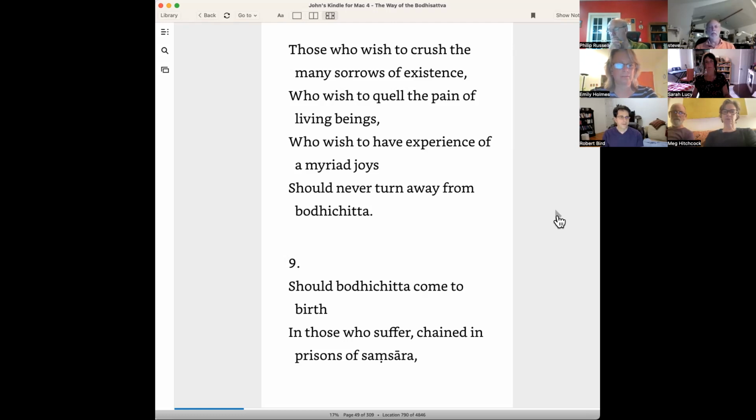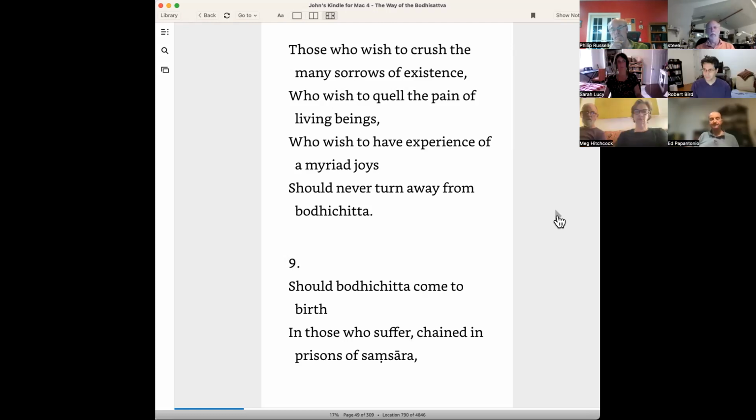This is bodhicitta, it's awakened mind, it's awakened compassion. And so it seems obvious. Did we miss a stanza? Stanza 6?